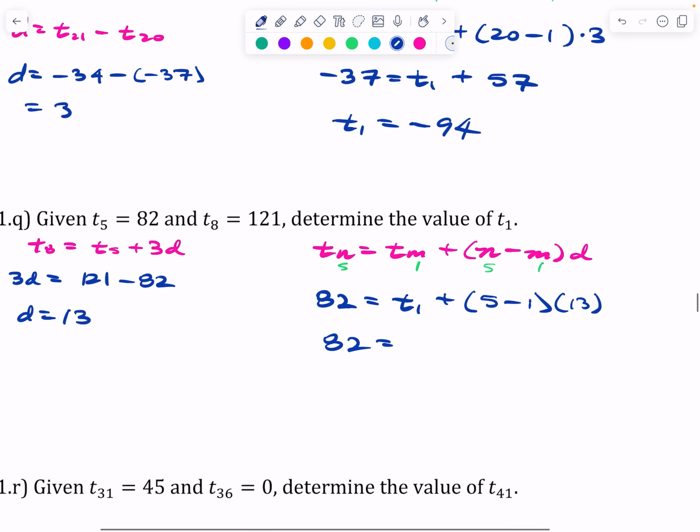So, 5 minus 1 times 13, either in your head or on your calculator, that's 52. It's a deck of cards. And that's being added to term 1. Last step for this is just subtract 52 from both sides, which tells you that term 1 is 30.